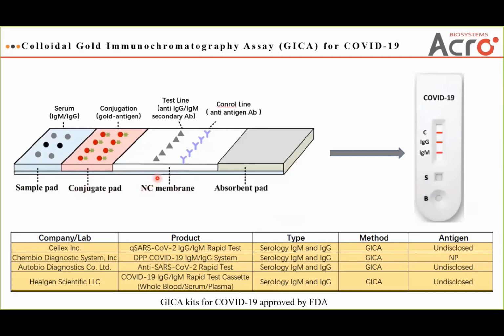Hence, at the test line where gold-labeled proteins accumulate, red or pink spots can be seen by the naked eye. The colloidal gold immunoassay strip shown here indicates that the serum contains antibodies against SARS-CoV-2, and the patient has been infected by the virus. The colloidal gold immunoassay is easy to use, and it only takes 15 minutes to see the results.